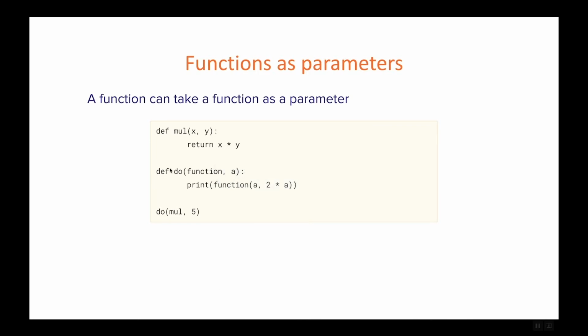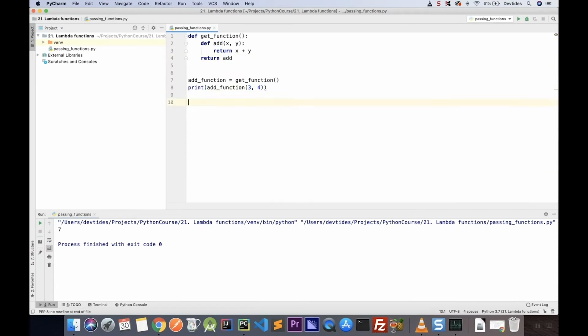So let's go ahead and try it out in our code. So I'm going to say def mul. So I'm multiplying x and y, and I am returning x times y. So nothing special so far. However, def do will expect two parameters. I'm going to name the first one func, and a.